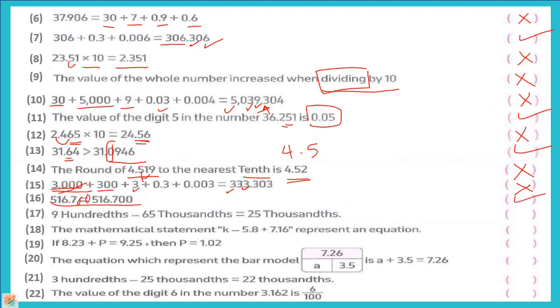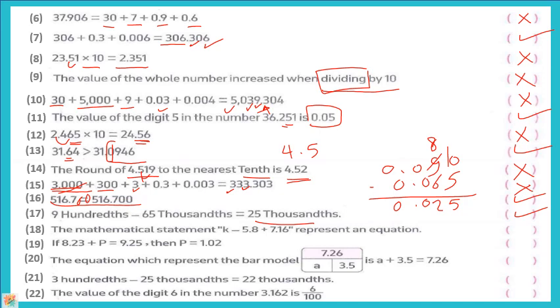So the answer here will be right, that they are equal. Next, 900 minus 65,000. 900 means 0.09 minus 0.065, and we start to subtract. Here it's 8, here it's 10. So 10 minus 5 is 5, 8 minus 6 is 2, and here it's 0. So the answer will be 0.025, right?